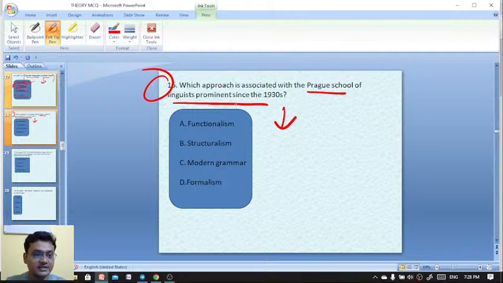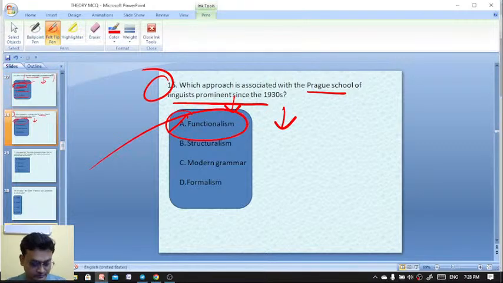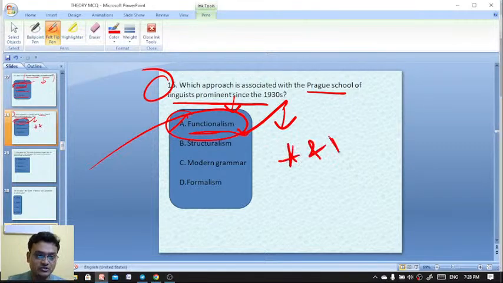So 1930s here, prominence in 1930s, it is functionalism. Which approach is associated with the Prague School of Linguistics, prominent since 1930s? That is functionalism, as well as structuralism. So both ho sakta hai, theek hai. Functionalism is the right answer. Structuralism as well, but functionalism, if there is A and B, it should be A and B. Chalo.